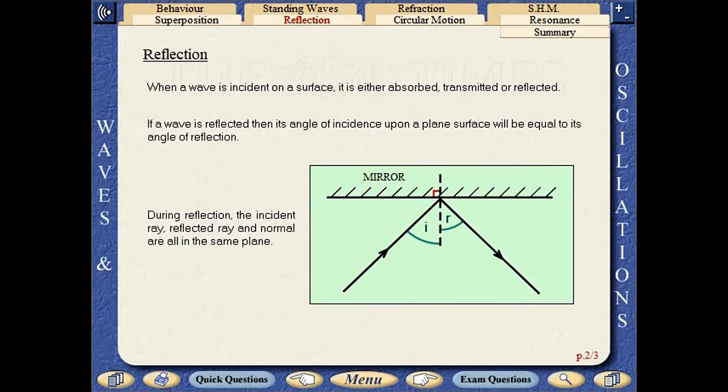When a wave is incident on a surface, it is either absorbed, transmitted, or reflected. If a wave is reflected, then its angle of incidence upon a plane surface will be equal to its angle of reflection. During reflection, the incident ray, reflected ray, and normal are all in the same plane.